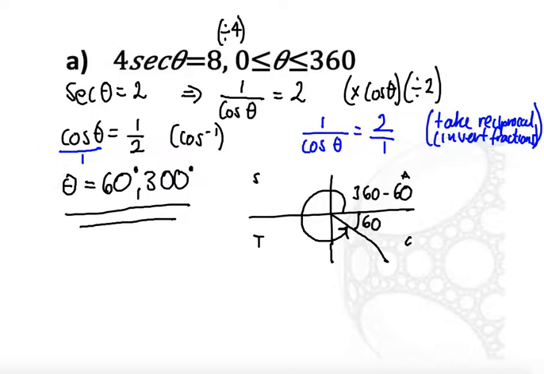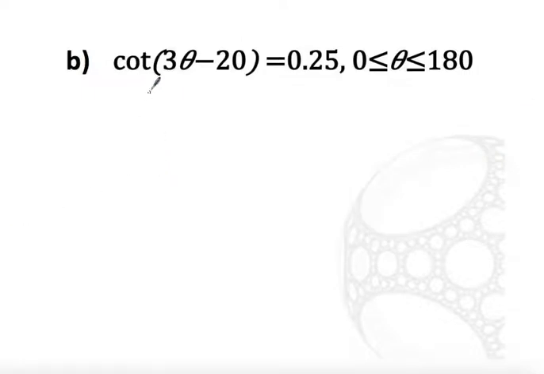Okay, so let's have a look at part B. Part B, we have to solve cot of 3 theta minus 20 equals 0.25, and I'll solve that in the range 0 less than or equal to theta less than or equal to 180. Please remember, for this I have to transform the range so it matches. So when we approach these questions, the key is you've got to transform the range in which you're going to find your solution to match the range in the actual trigonometric equation.